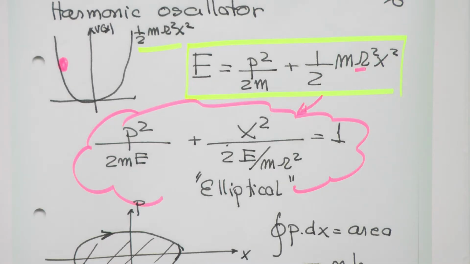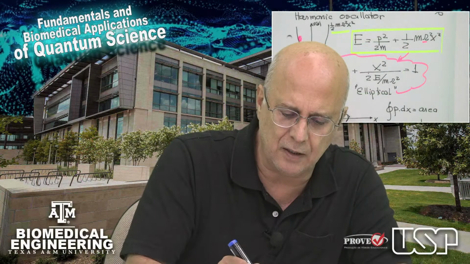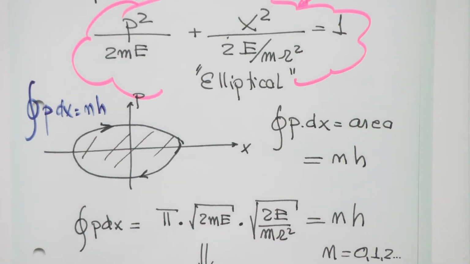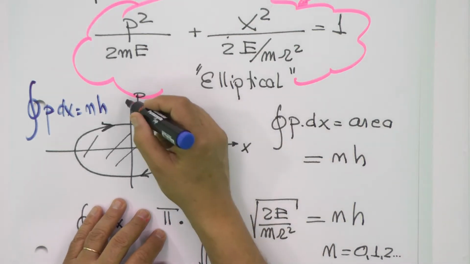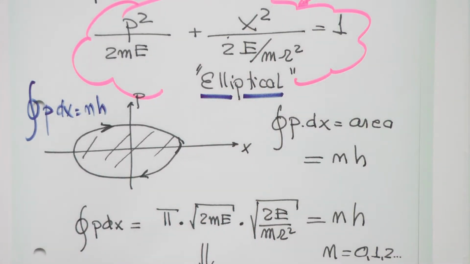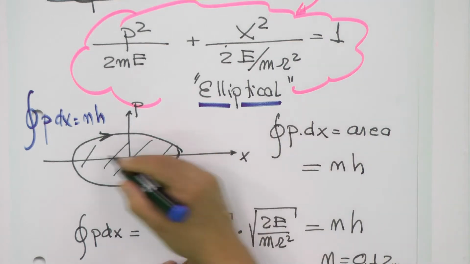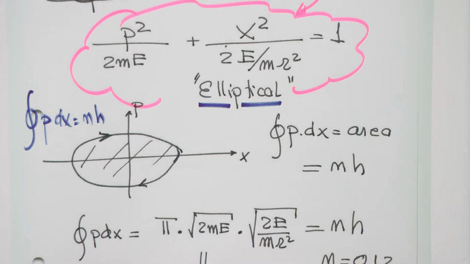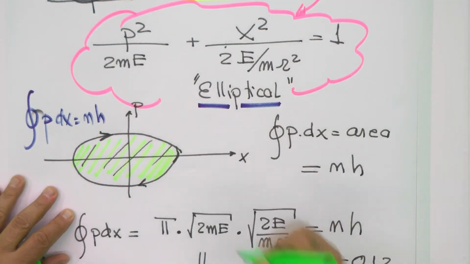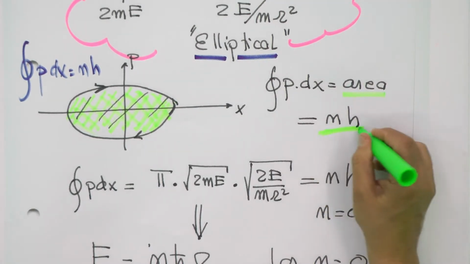Now, what Sommerfeld told us is that you have to take the integral in a full cycle of p dx, and this must be equal to an integer number of h. The easiest way of doing that is drawing in the px space the whole trajectory. But it turns out that this is the equation of an ellipse. This is an elliptical trajectory in the px space. And the integral in a full cycle, again, is nothing more than the area of this trajectory. And we know the area of an ellipse, right? And the area of the ellipse must be an integer number of h.